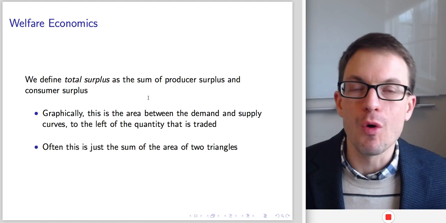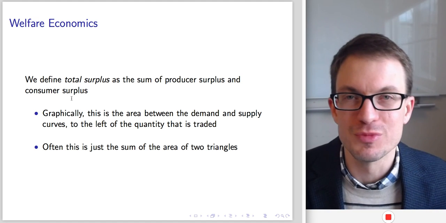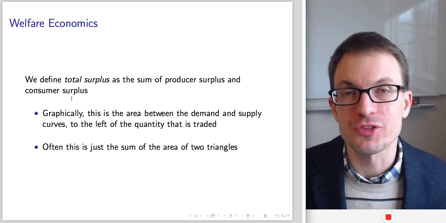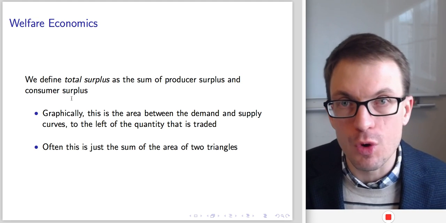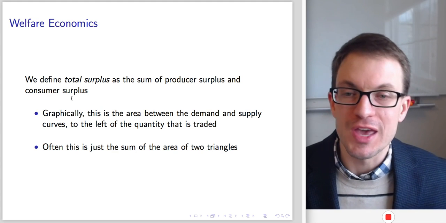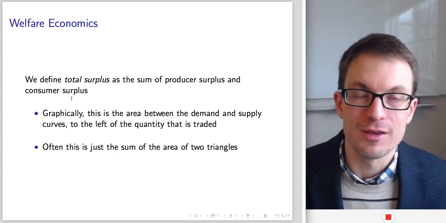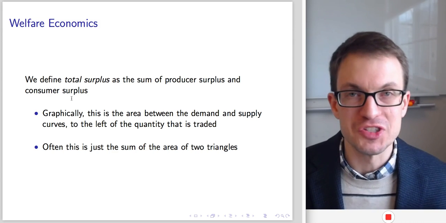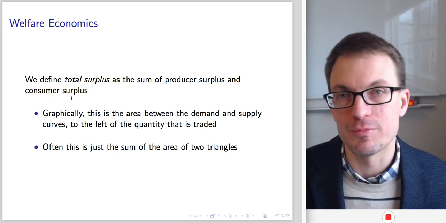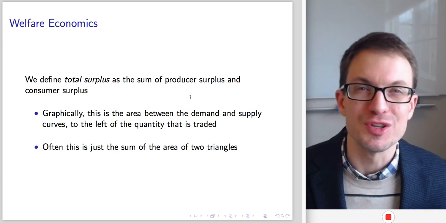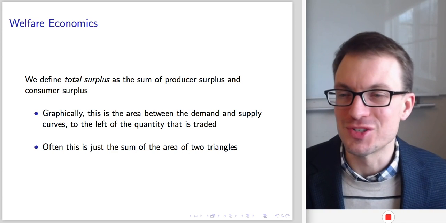All right, we define total surplus as the sum of producer and consumer surplus. When we add together consumer surplus and producer surplus in the market, this gives us total surplus. This is our measure of market efficiency. And actually, we'll say that when the market is perfectly competitive, that'll maximize market efficiency. That'll maximize the sum of producer and consumer surplus. It'll maximize total surplus. Well, anyway, how do we see this? We're not quite at that stage yet.